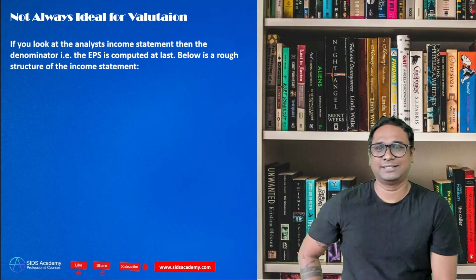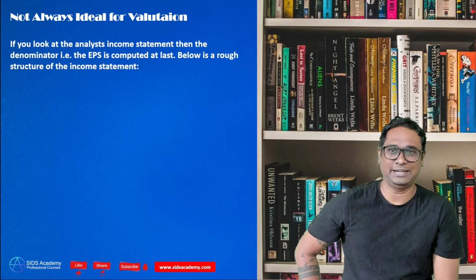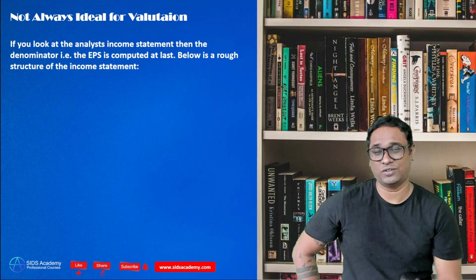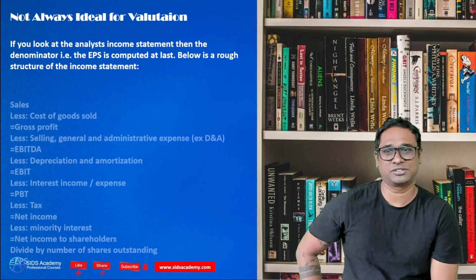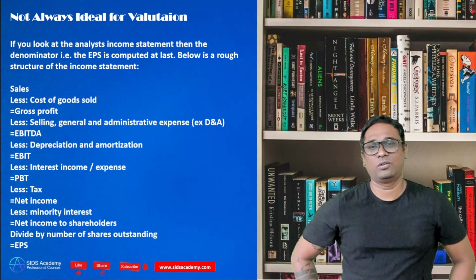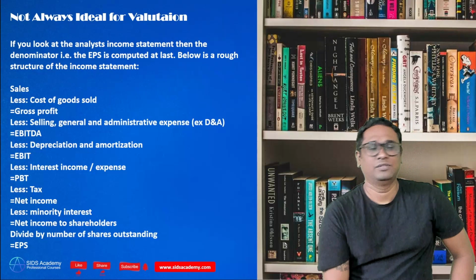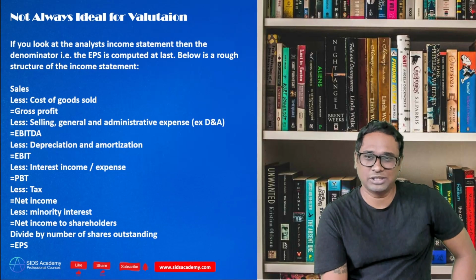If you look at the income statement, the denominator, that is the EPS, is computed at the last of the income statement. Below is the rough structure of an income statement. So how do we arrive at EPS? If you analyze any income statement, this is how we arrive.